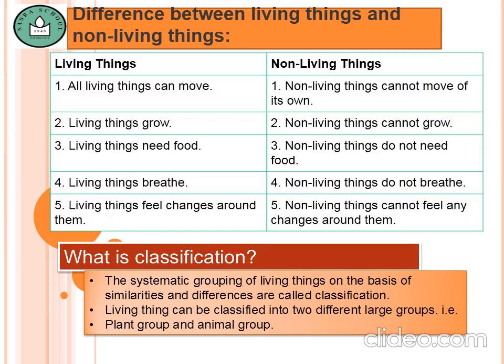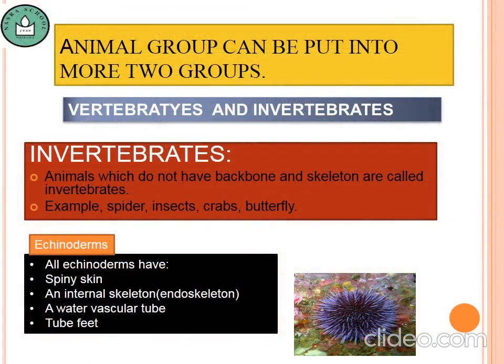What is classification? The term classification, the systematic grouping of living things on the basis of similarities and differences, is called classification. Living things can be classified into two large groups, that is plant group and animal group. Moving forward, the animal group can be put into two more big groups, that are vertebrates and invertebrates. Animals that do not have a backbone and skeleton are called invertebrates. For example, spiders, insects, crabs, butterfly.